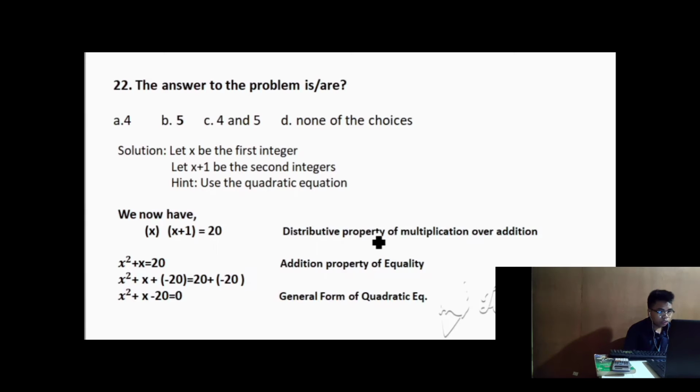By distributive property of multiplication over addition, we are going to distribute x to x plus 1. So x times x is simply x squared. Then x times x plus 1 is simply positive x, then equals 20. Then by addition property of equality rather, we have to add negative 20 from the right side and the left side.